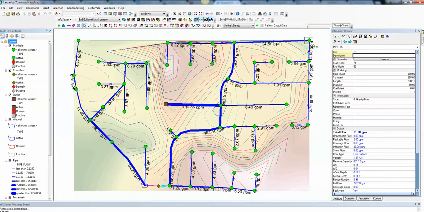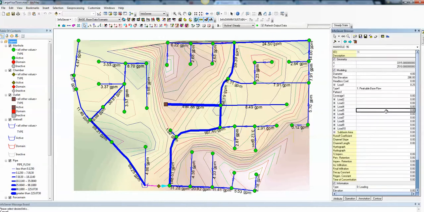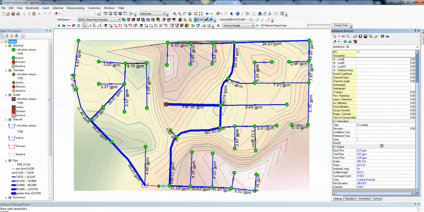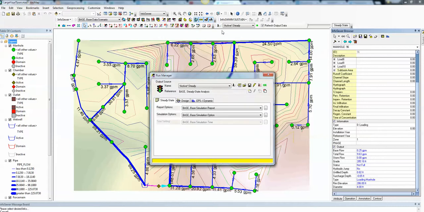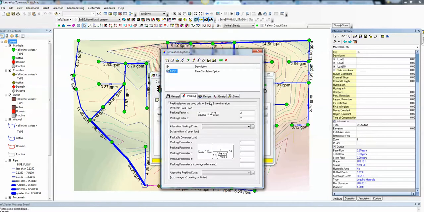We have loading manholes. These are the green things, and we're using a peakable base flow. And it'll tell us what the base flow was and what the peakable flow is. The peakable flow is defined under peaking factor. So you basically have peakable loads. You have a peaking factor load and a peaking factor exponent. So it takes the base flow and routes that peaking flow throughout the system.